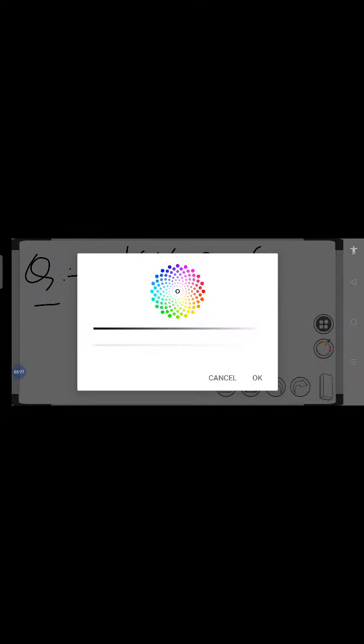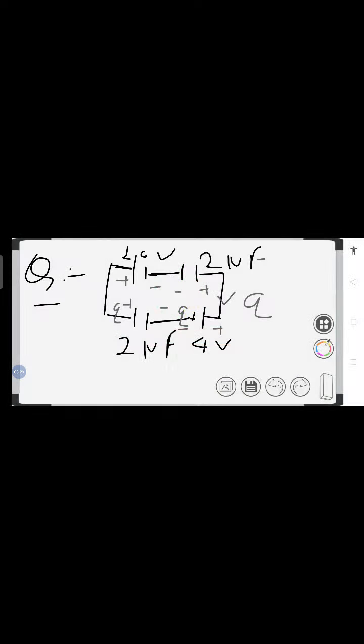Now what we will do, we will apply loop law in this. So how will we apply it? Okay, we will move from positive to negative terminal. Let me move like this. We apply an anti-clockwise loop law in this circuit. Now, what will be the equation?